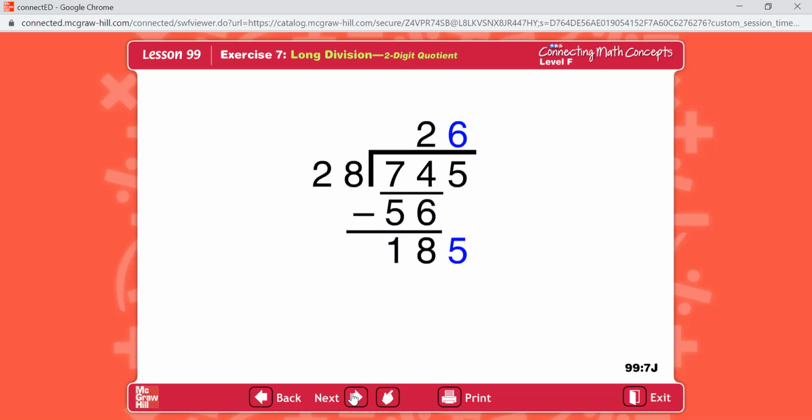Say the multiplication for the ones digit. 28 times 6. The multiplication for the ones digit, 28 times 6. It's in the ones place. The subtraction problem for the remainder is 185 minus 168, giving you 17 as your remainder. The denominator is the same as what you divide by.